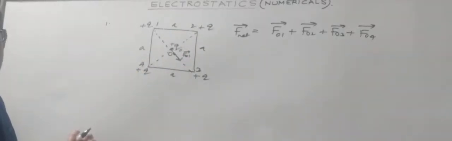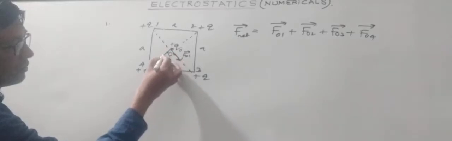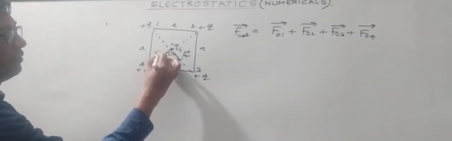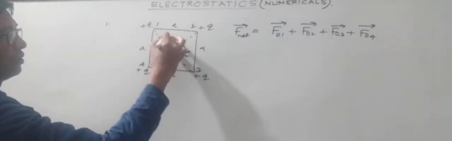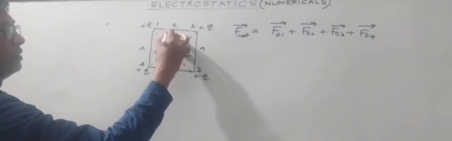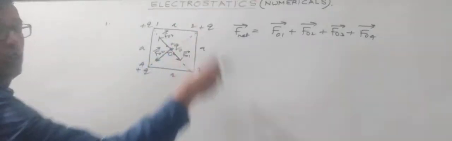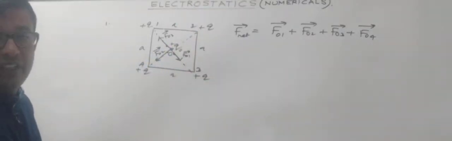Both are like charges. So this charge due to charge Q placed at point 2 will again experience a repulsive force. And since it is a central force, it will act along this line only. So this is F02 vector. Similarly, like charges, so Q0 will also experience a repulsive force due to this. It will get repelled from the charge. So this is F03.